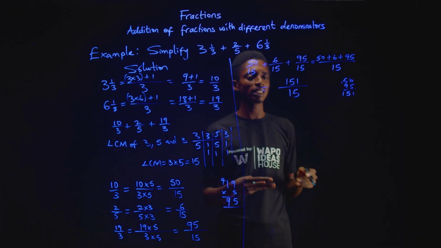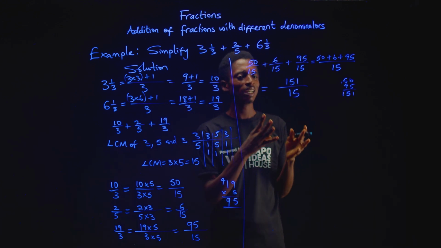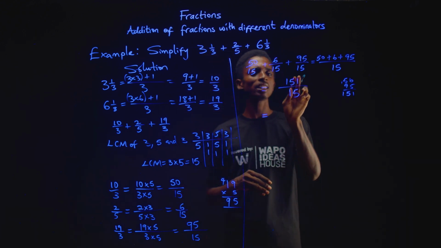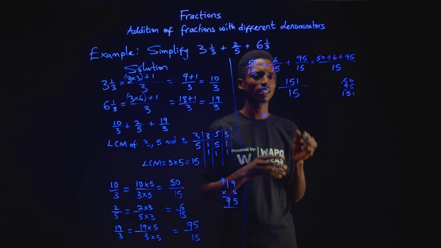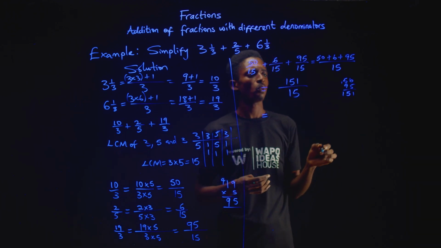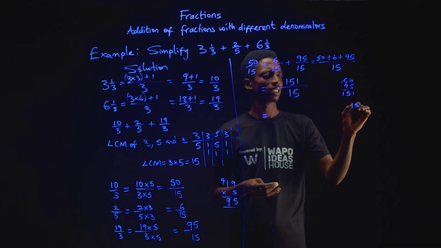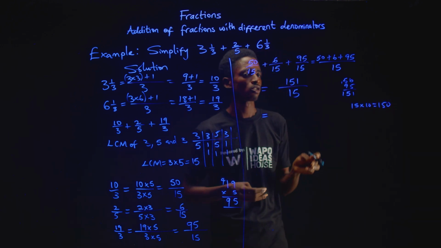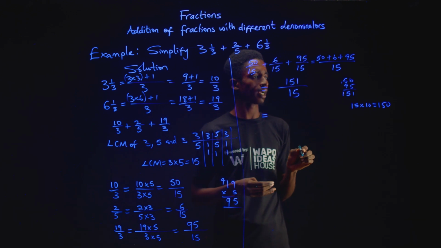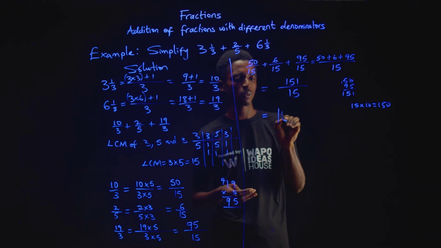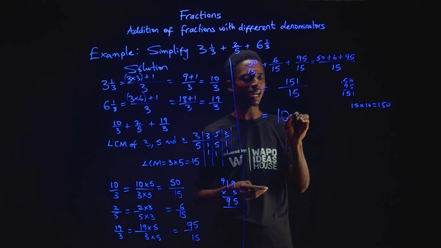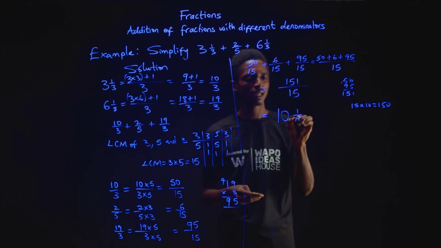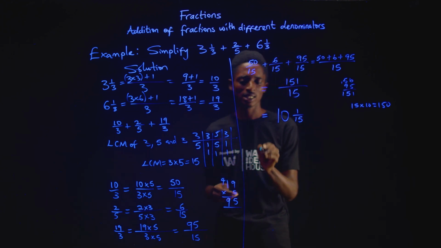Now let us bring this into a mixed fraction. Now 15 in 151. We know that 15 times 10 will give us 150. Right? So therefore, 15 will go in 150 10 times. So we have 10 whole number. Remainder 1. So 10 whole number 1 over 15 becomes our answer.